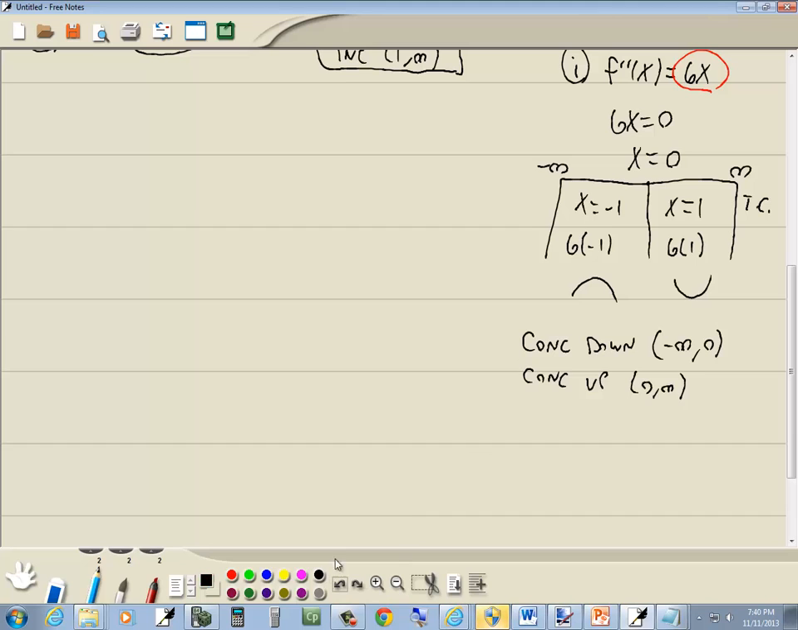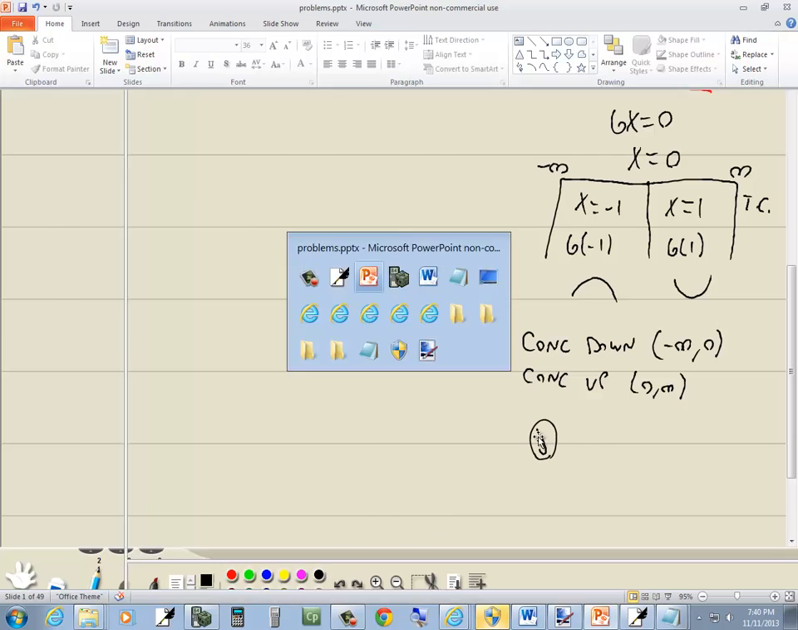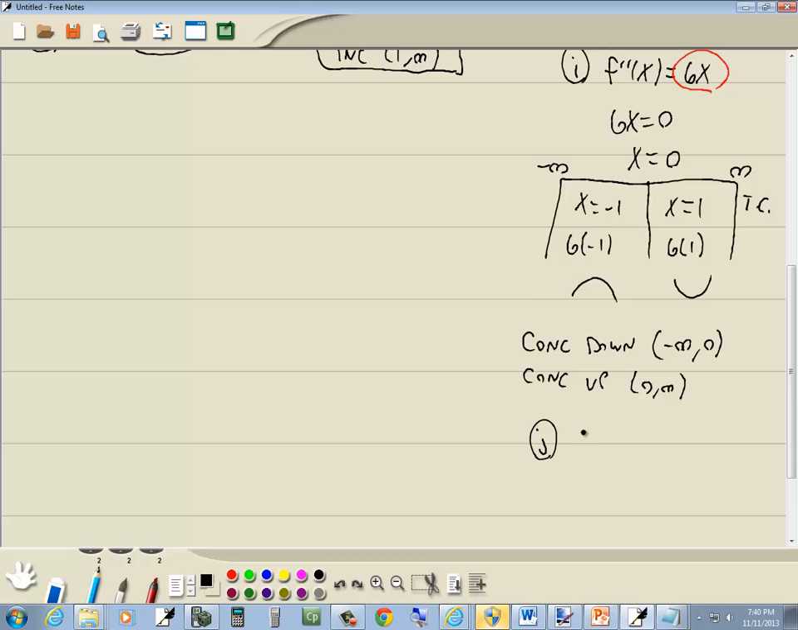Now J. Find our inflection points. Our point of inflection occurs where the concavity changes, assuming the point exists. It's concave down here, changes to concave up, so this is a POI. So we got a POI at x is equal to 0.